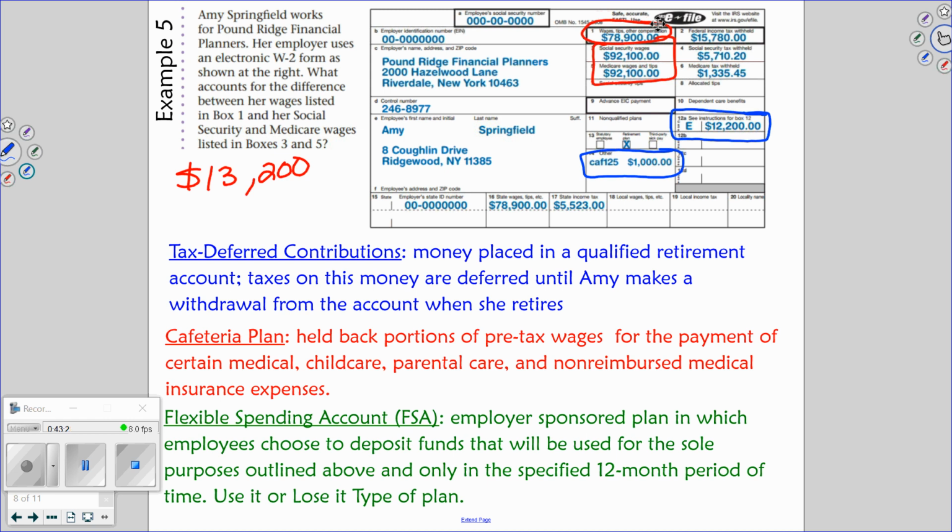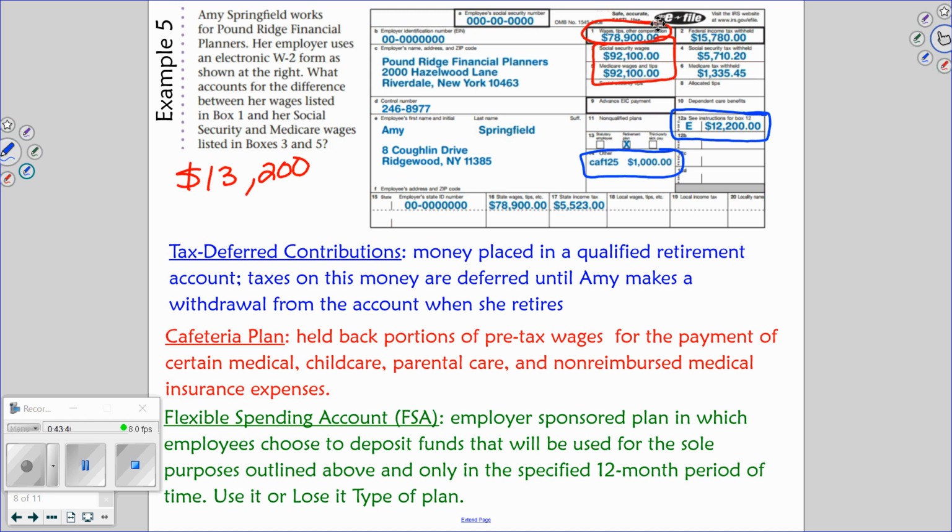Cafeteria plan is held back portions of pre-tax wages. So they take the money out of your salary before they tax you. Okay, so you're not taxed on it. For the payment of certain medical issues, child care, parental care, non-reimbursed medical stuff. So you can take a portion of your paycheck, and you can say, I want that taken out pre-tax, and it goes into an account, which is called a flexible spending account.